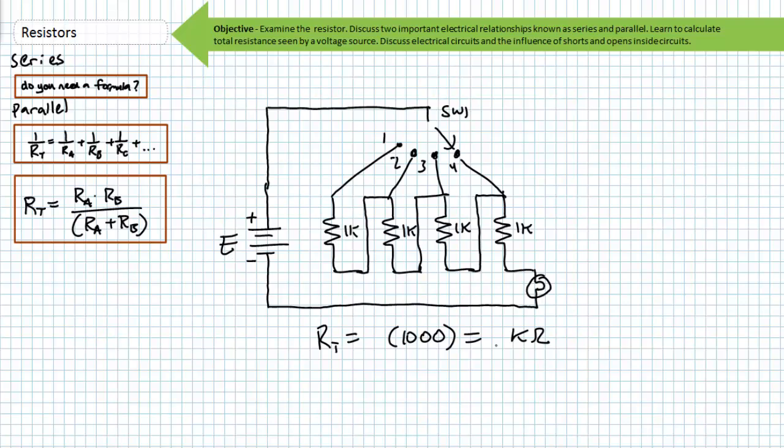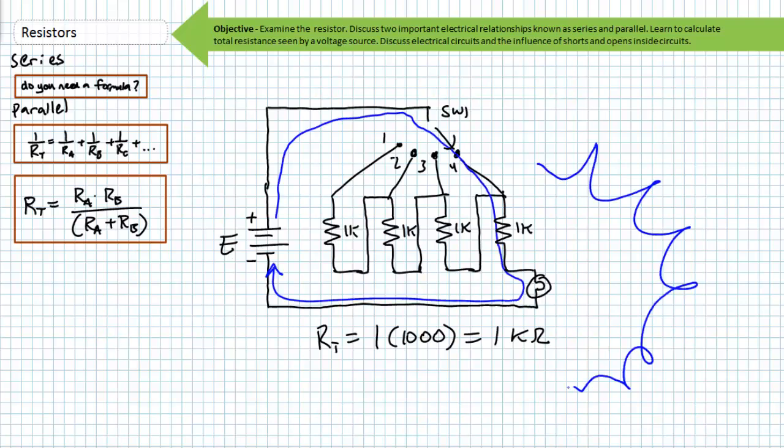Finally, let's move our selector switch to position 4. In this case, current only has to travel through 1 kilo ohm resistor, and our total resistance has decreased yet again. And if resistance has decreased, current should go up and our bulb should be brighter still. In every single case, it's a series relationship, and just by changing the position of the switch, we're changing the resistance of our path.